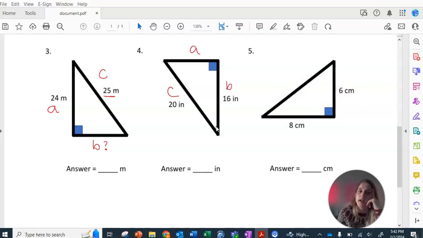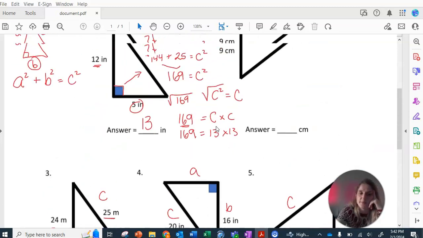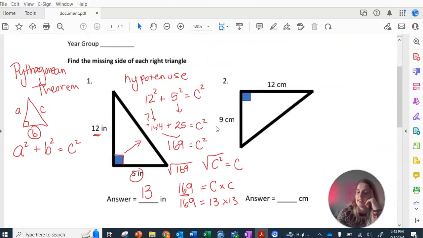A and B are kind of interchangeable so long as they're the legs. Maybe in 4 you're looking for A. In 5 you're looking for C, the hypotenuse. And that's all I'm asking for. 4 triangles. Solve those, and you'll get your homework pass.